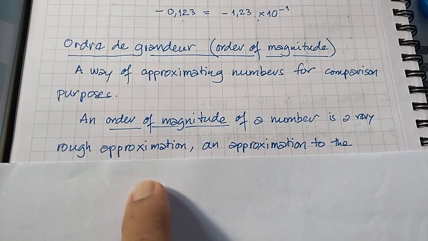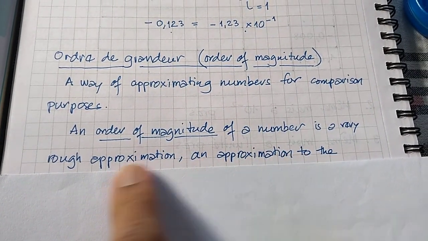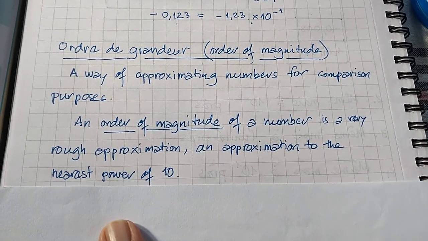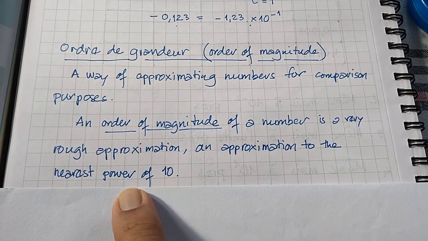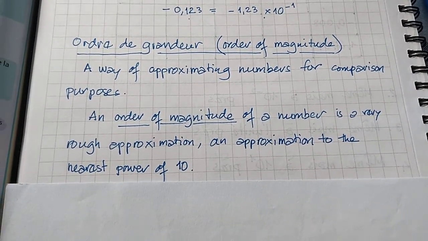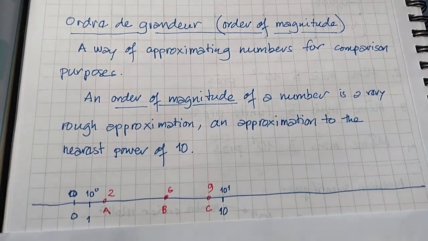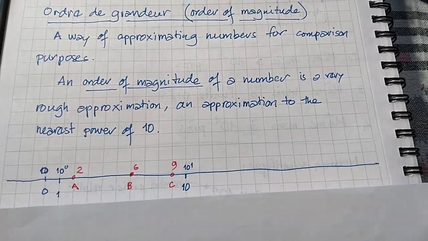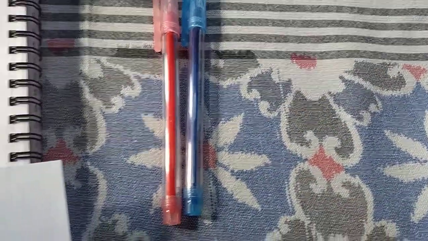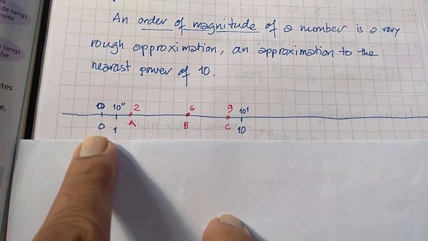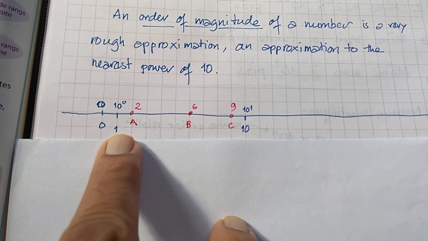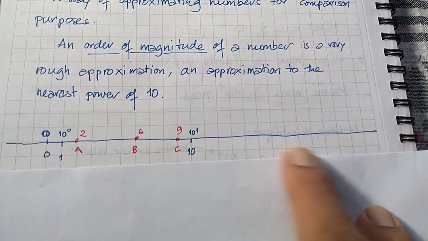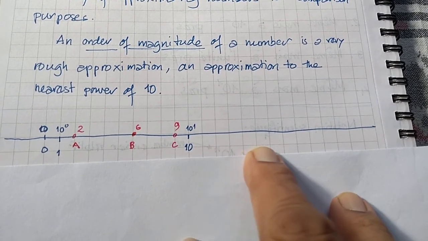So an order of magnitude of a number is a very rough approximation. That is an approximation to the nearest power of 10. So, suppose I have the number line where I have 0, 1, 10. And then the next power of 10 is way off this side, which is 100. No? 1 is a power of 10. 10 is a power of 10. 100 is a power of 10. Between 10 and 100, there are no powers of 10.